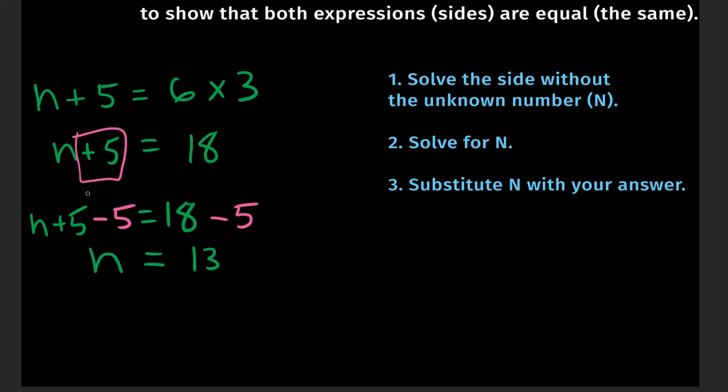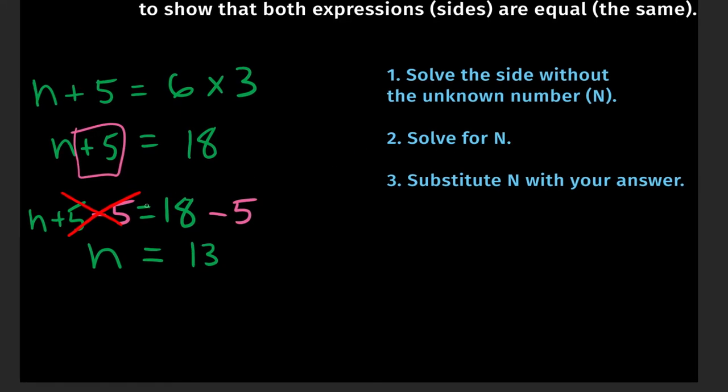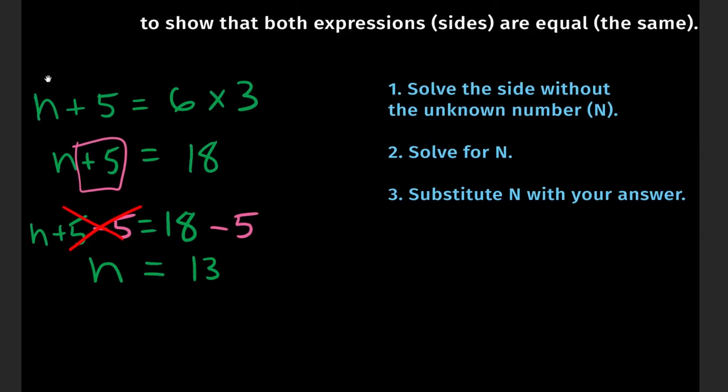Okay, so now I left n all by itself. That's what I want to do. I wanted to cancel this out somehow, and I cancel it by adding 5 and then taking away 5. So now my answer is n equals 13. I solved for n. I figured out what our mystery number is. I think it is the number 13.